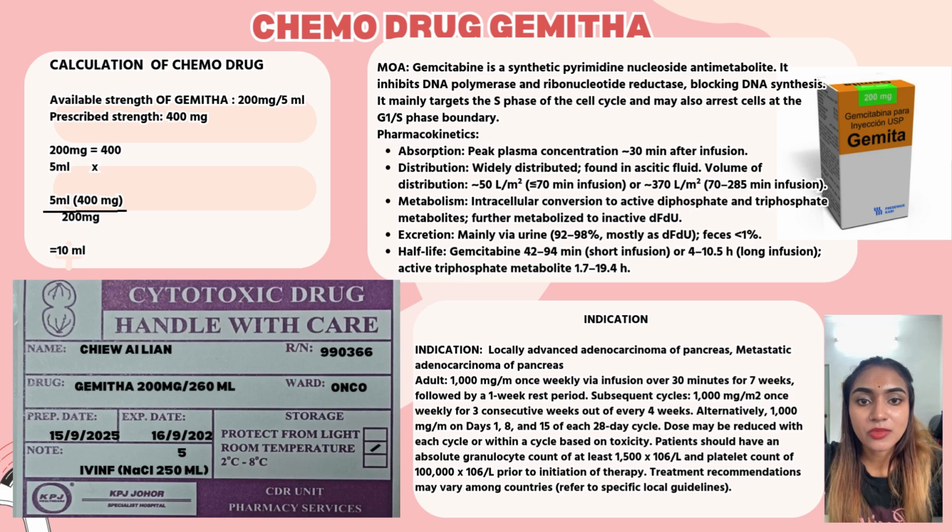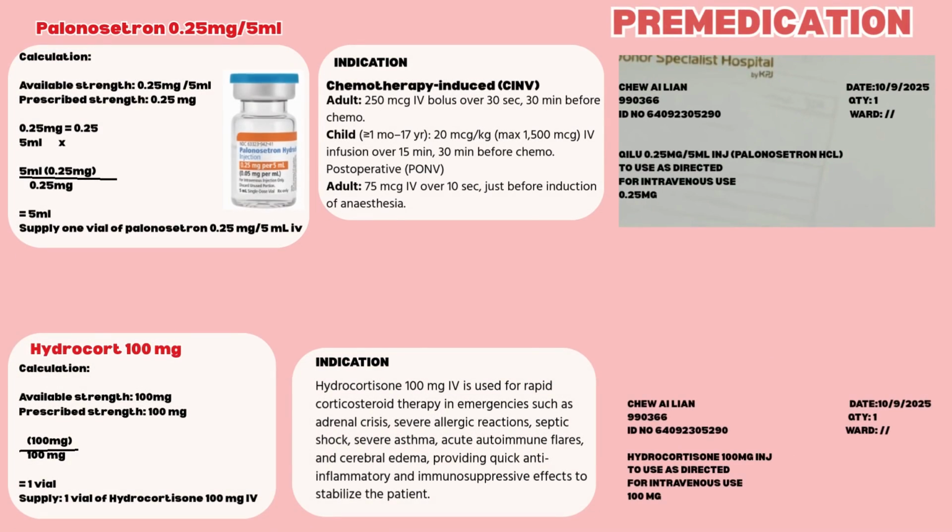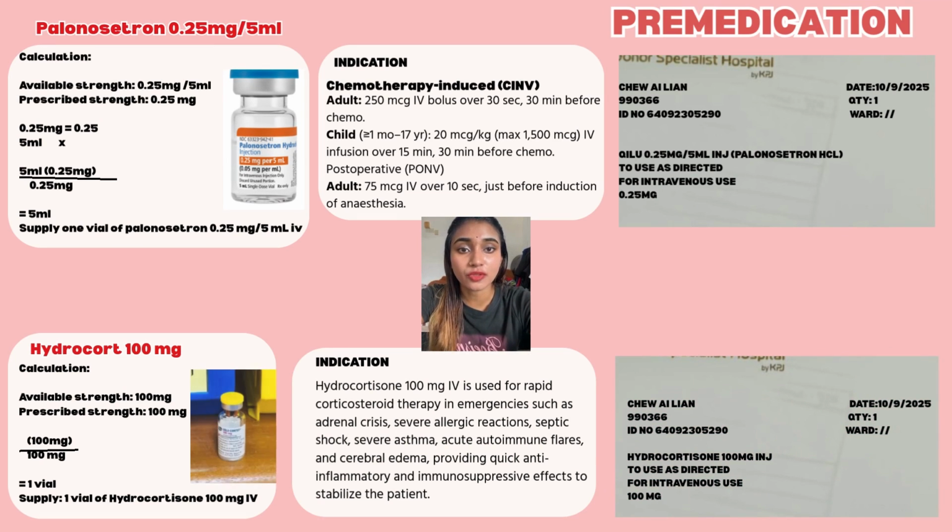Alternatively, some regimens use 1000 mg per square meter on day 1 and day 8 of each 21-day cycle. Treatment must be withheld if the neutrophil count is less than 1500 per cubic millimeter or the platelet count is less than 100,000. So, in summary, Gemita is a key chemotherapy drug for pancreatic cancer, working by blocking DNA synthesis and stopping cancer cell growth. Before chemotherapy, patients are usually given pre-medication to reduce side effects.